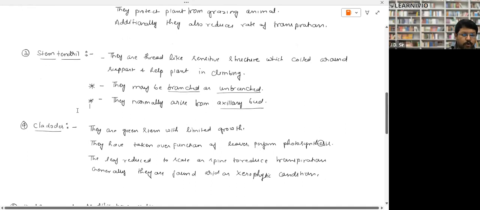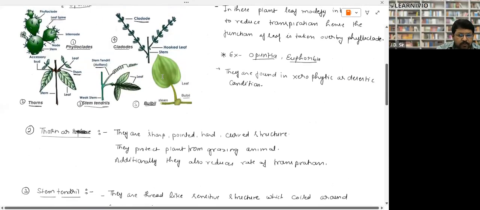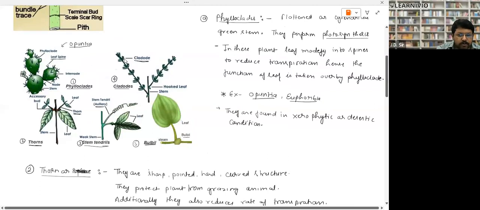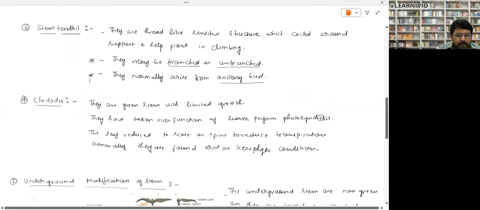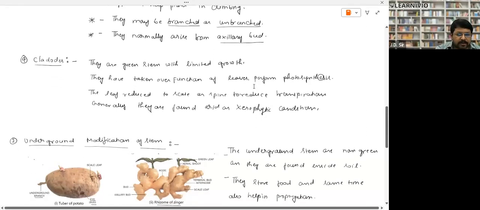Now come to the cladode. What is a cladode? They are green stems. These leaf-like structures are basically cladodes. They are green stems with limited growth. They have taken over the function of the leaf to perform photosynthesis. Again, the leaf is reduced to a scale or spine to reduce transpiration. Generally, they are found in arid or xerophytic plants.